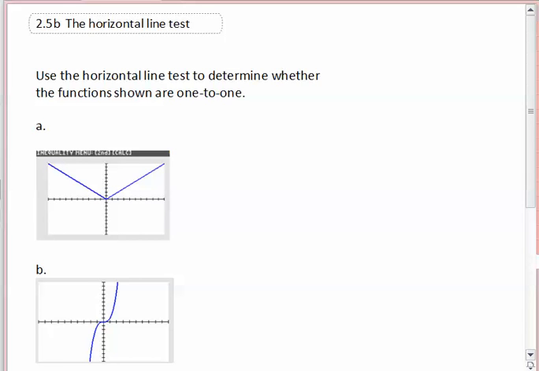Alright, so in the last video we talked about what one-to-one functions are, and we talked about the fact that they cannot have a different x-coordinate with the same y-coordinate. In other words, they can't have this type of situation in their mapping. Alright? So we can't have what we call a closed beak either.